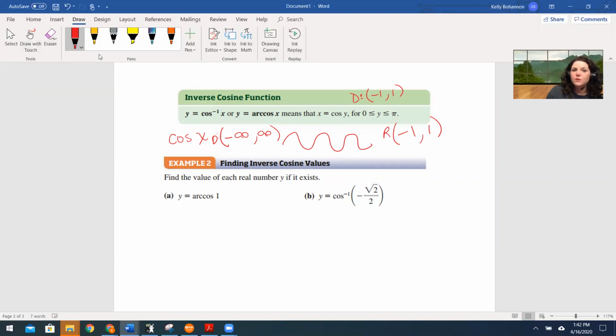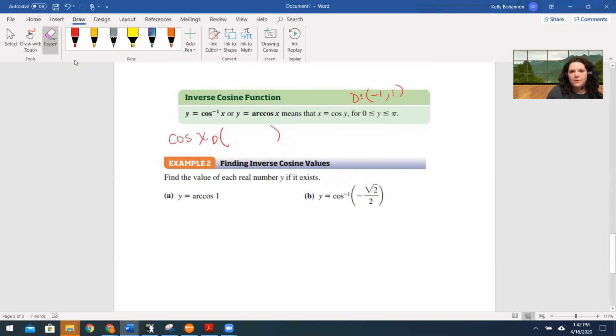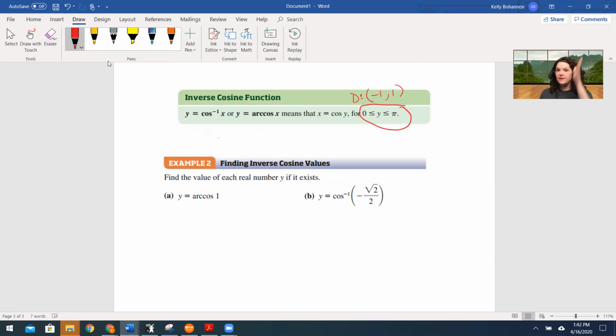But we have to restrict this because we want it to be a function, and it would fail the vertical line test if we didn't restrict it, which is where this comes from right here. That's where this restriction comes from. They restrict it to that so that it doesn't fail the vertical line test, so that it is a function. So this is our domain and this is our range. That can kind of help us a little bit when we're looking at these.